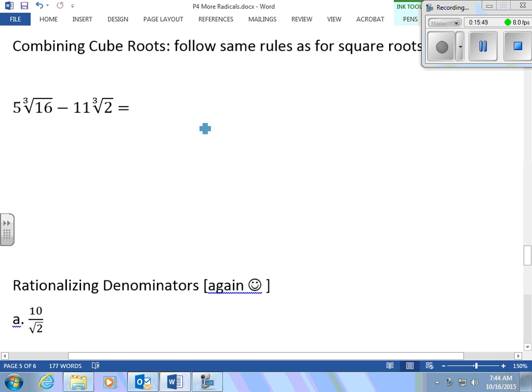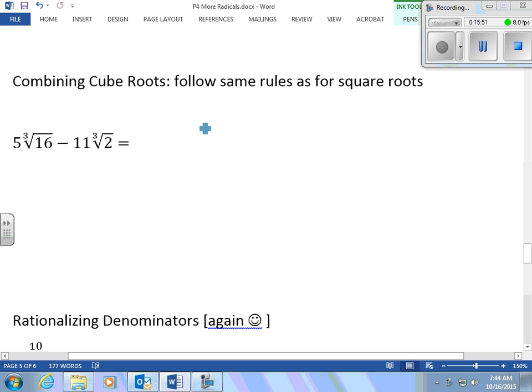Okay, adding, subtracting, combining cubed roots. Same rules as for square roots. We can only combine them if the radical is the same, and the index and the number under the radical need to be the same. So the index and the radicand must be equal.